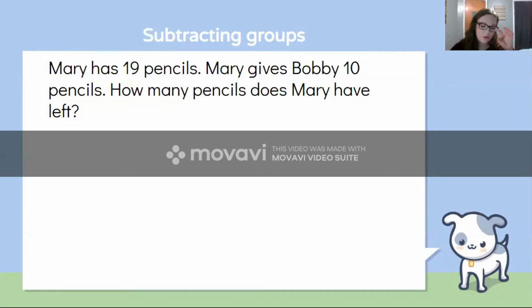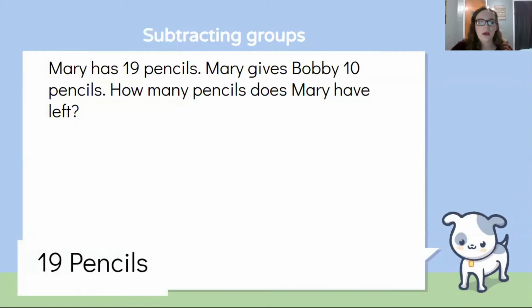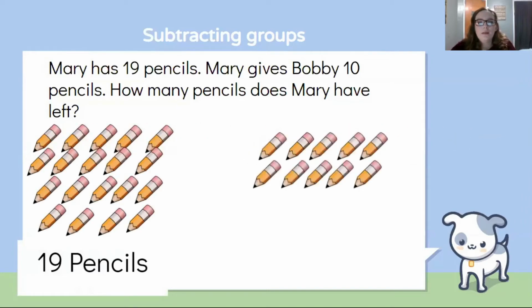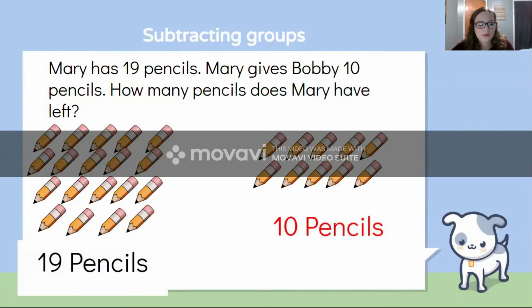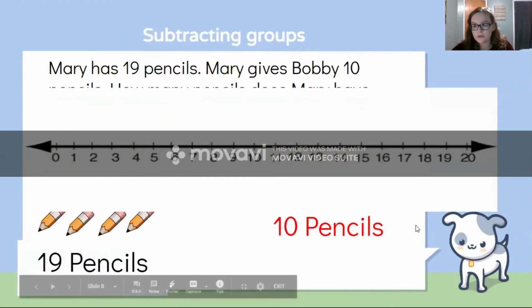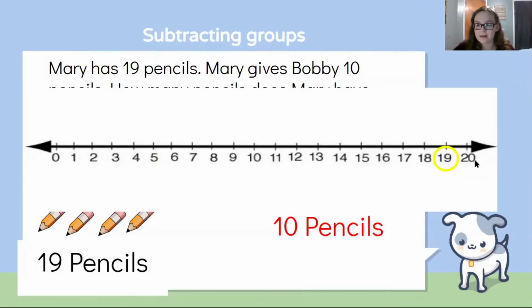So let's start with our first group, which is what Mary originally has of 19 pencils. So she has 19 pencils to start off with. And then she gives Bobby 10 pencils. So that's our second group. So let's look on the number line. So what number do we have to start with for a subtraction? Yes, we have to start with 19 because it's our biggest number and that's going to be the highest we can get in this group.